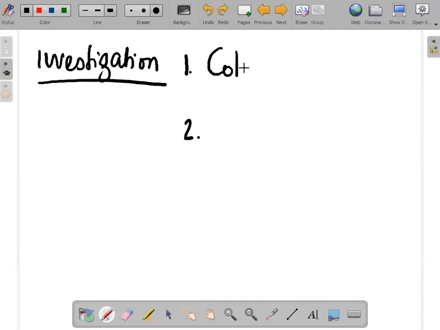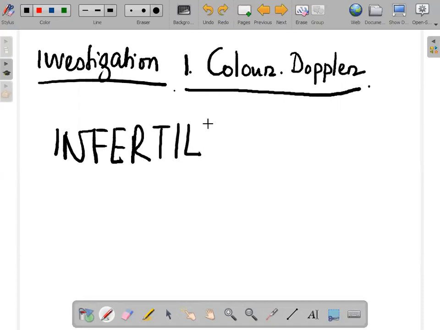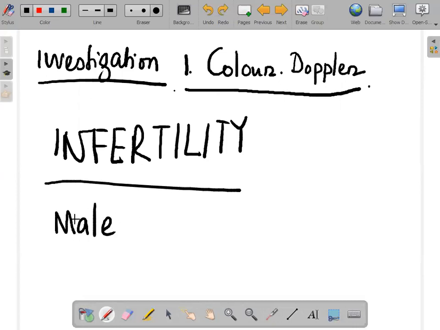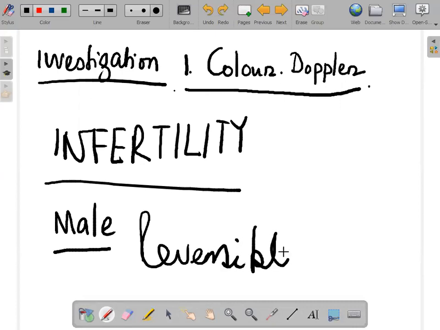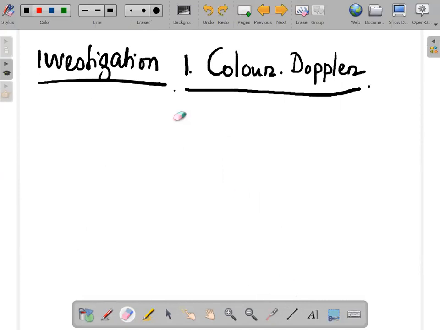The first one is color Doppler, and color Doppler will tell you about the most important entity of all. Because in the clinical features, what has to be added is that varicoceles are usually a part of infertility. They are said to be a cause of male infertility and one among the commonest causes of reversible male infertility. So your investigation of choice is always a color Doppler, in which you have two important findings.